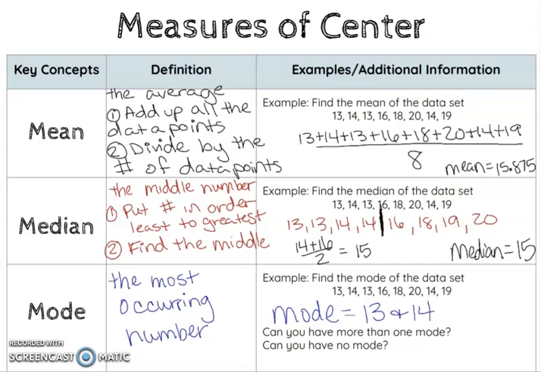Can you have more than one mode? Well, yes, we just had that in our data set. Could you have no mode? That is also yes. I could have numbers that don't repeat, and so I would say that there's no mode. Do not say that it has 0 mode, because 0 could be a data point in our set, and that would be misleading if I put a 0. I would say no mode if there's no mode.